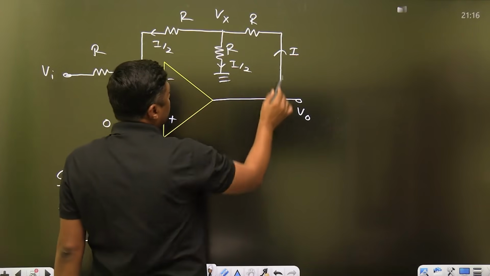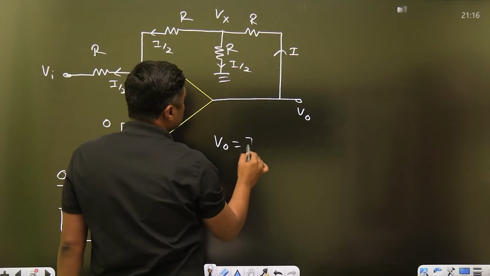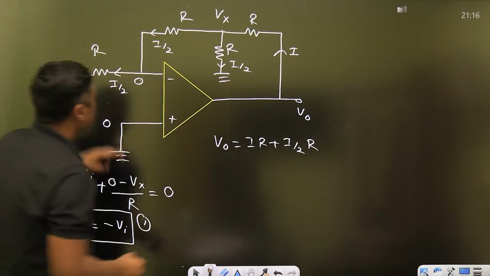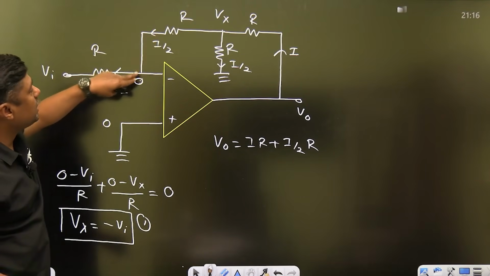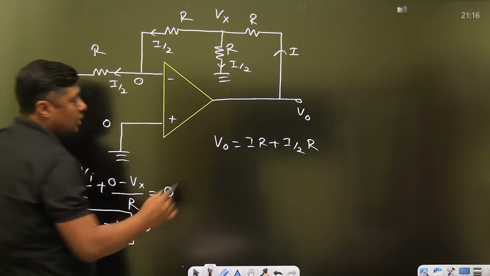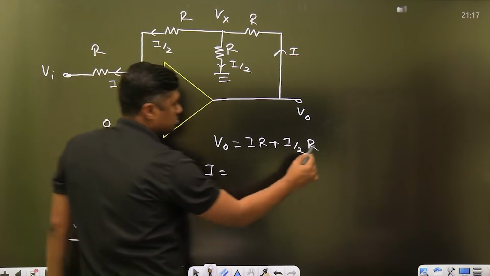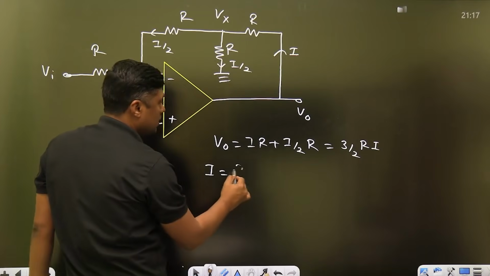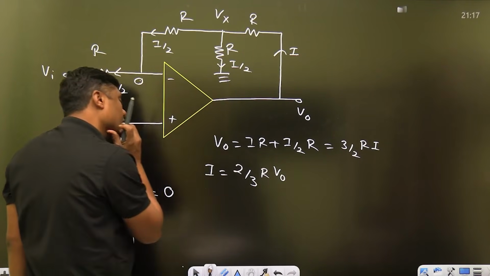So what is the relation? V0 is equal to IR plus I by 2 into R. So now you can get the relation: V0 is equal to 3 by 2 R into I, so I will become 2 by 3R into V0. This is the value of I.